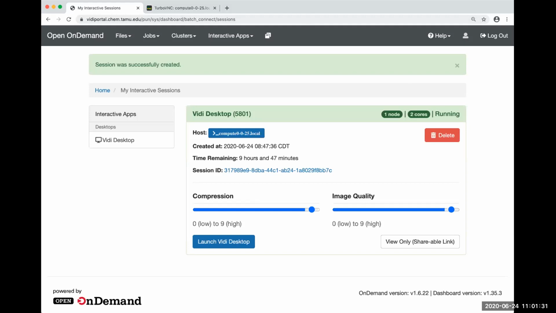Okay, let's go ahead and get started with the hands-on session. So if you haven't done so already, please go back to your Vidi portal desktop, and if you don't have one already running, please launch a desktop.